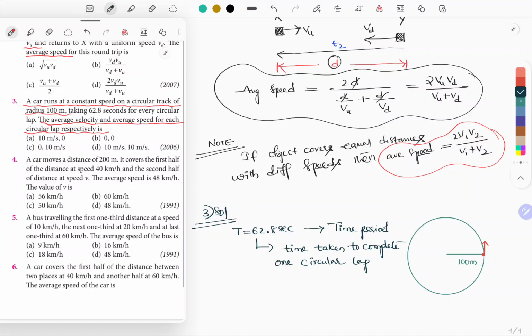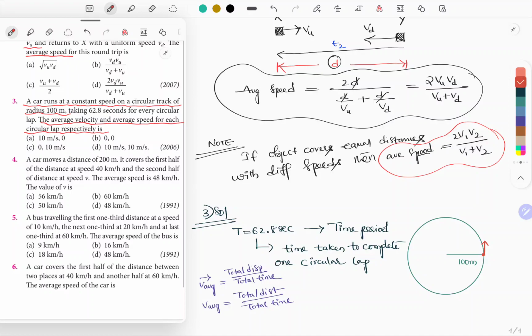Okay, the very first thing that we have to remember is the formula for average speed and average velocity. Average velocity I'm representing with a vector notation. Average speed I'm representing without vector notation. Average velocity is total displacement divided by total time. What about average speed? Average speed is total distance by total time. Now what's the question they're asking? Average velocity and average speed for each circular lap.